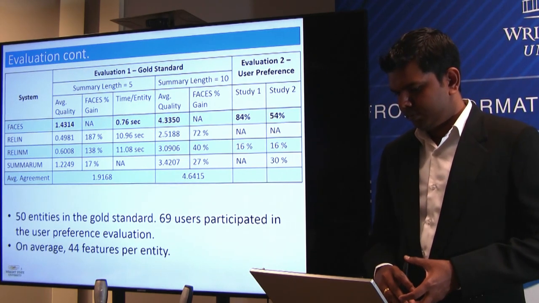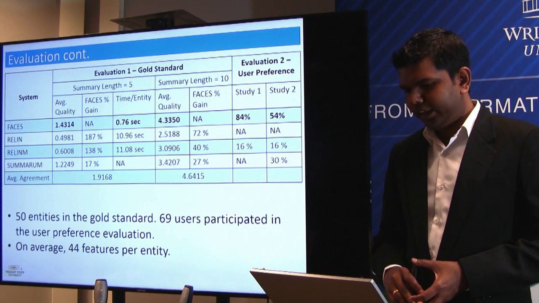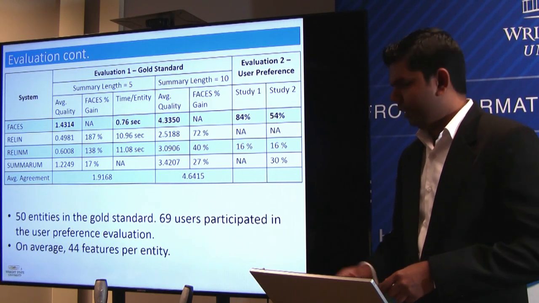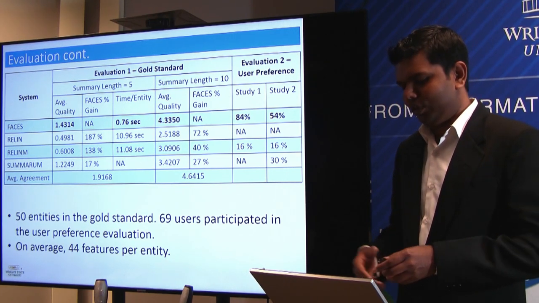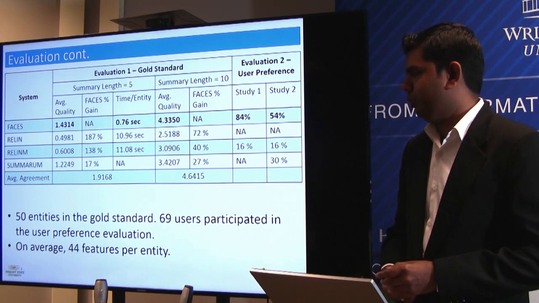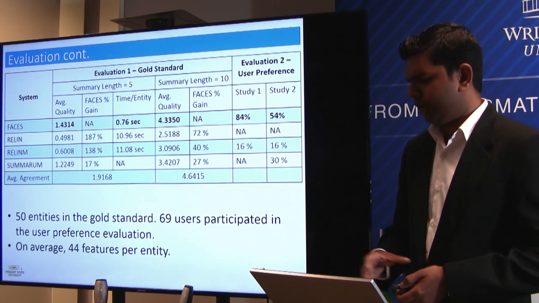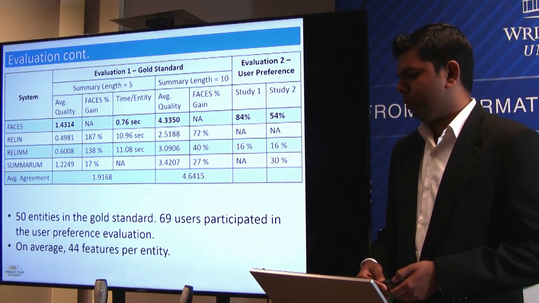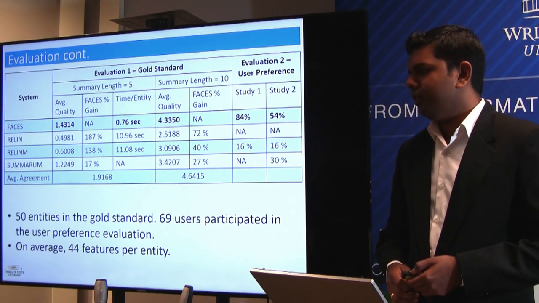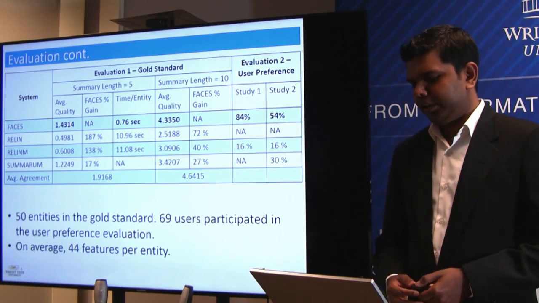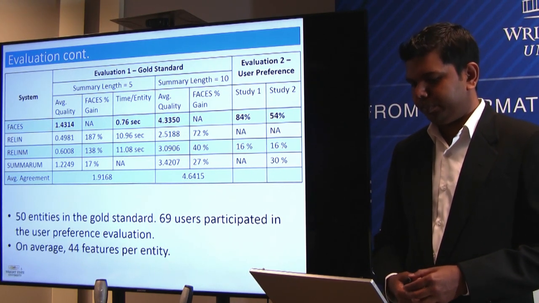Kalpa, just a question on the judges. Was there much consensus on the summaries of the entities? That's what we were showing in the last row of the table, average agreement. The average is low, which is understandable because on average we had 44 features to pick from for 5-length and 10-length summaries. I remember sometimes the description went up to about 150 features. Picking 5 from 150 features, it's unlikely that everybody is going to agree on the same thing. So the average overlap is a bit low, considering that the number of features per entity was higher in this evaluation.